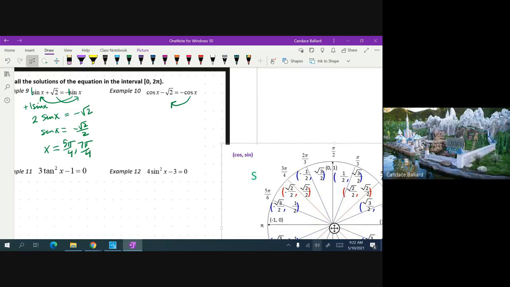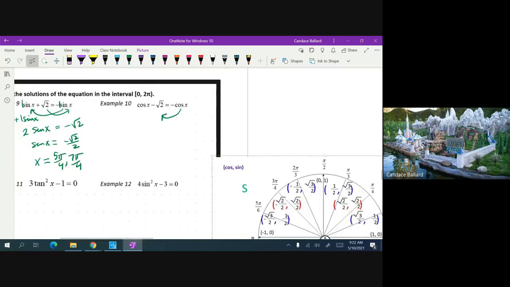All right. Okay, so we're going to add this over to the other side, which means that I would have 1 cosine plus 1 cosine would be 2 cosine x. At the same time, I'm going to add the square root of 2 over.